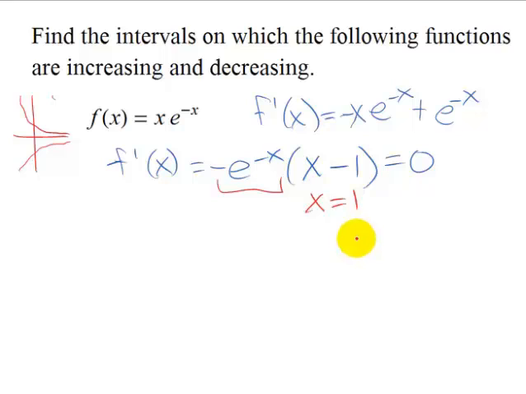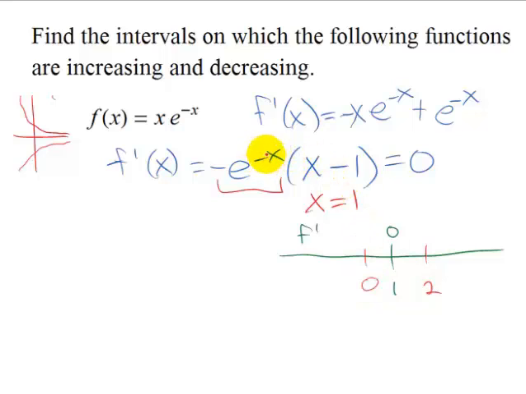but I will get one from this next factor at x equal 1. So now I'm going to draw a number line, and my critical number is at x equal 1. This is where my first derivative is 0. So let's look on either side of this critical number. Let's check out 0 and let's check out 2 and see the sign of the first derivative.